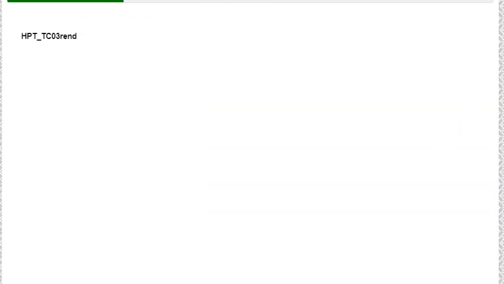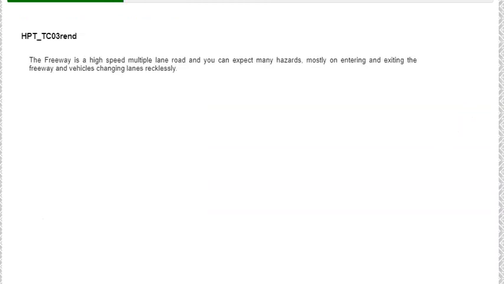HPT clip number 3. The freeway is a high-speed multiple-lane road and you can expect many hazards, mostly on entering and exiting the freeway and vehicles changing lanes recklessly.